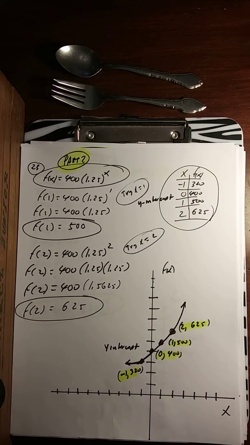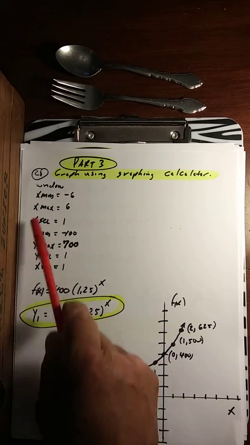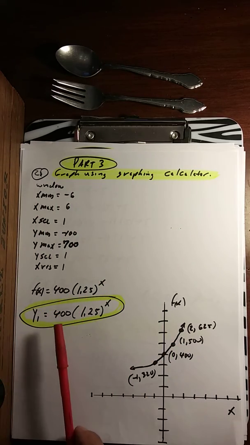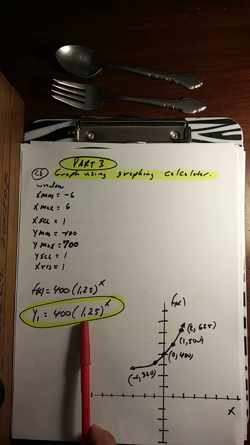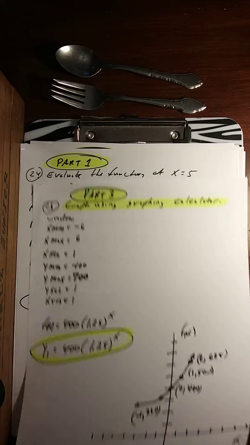Points. Or graph using a graphing calculator. Set the windows. Put it in there. Y1 equals 400 times 1.25 to the x power. And it gets you this.